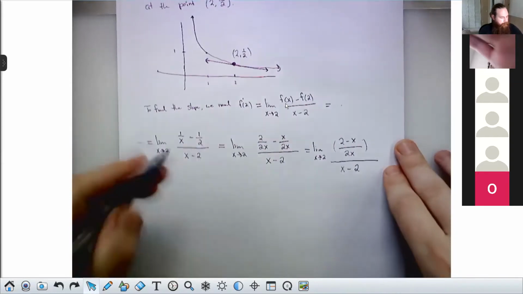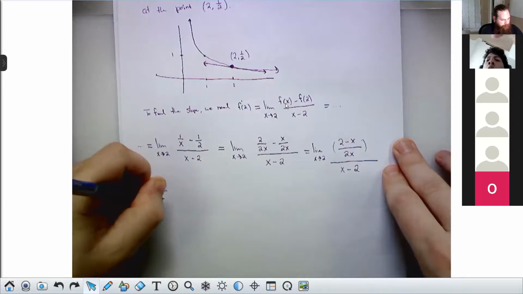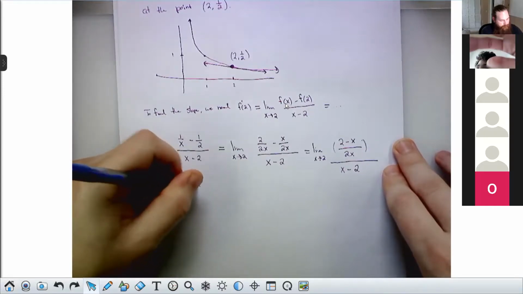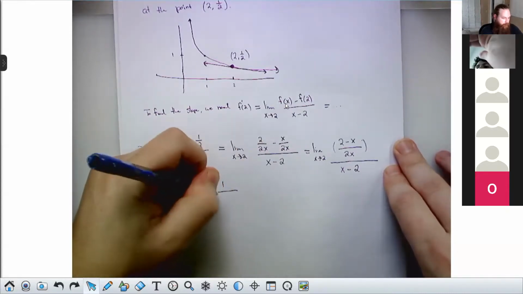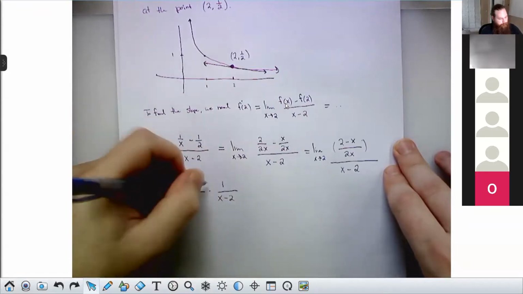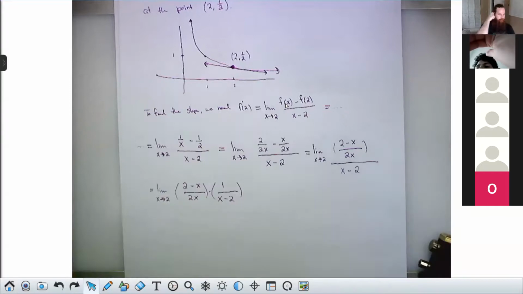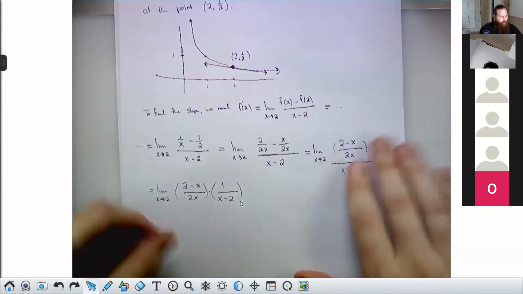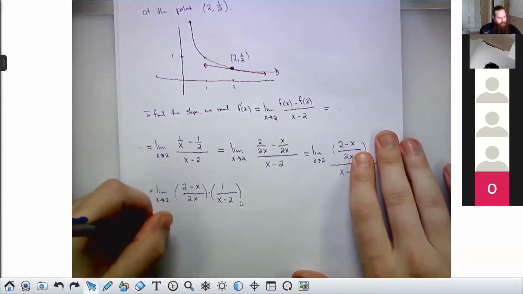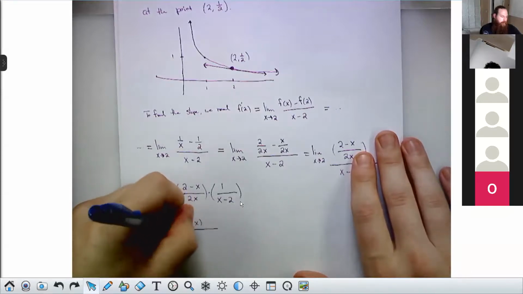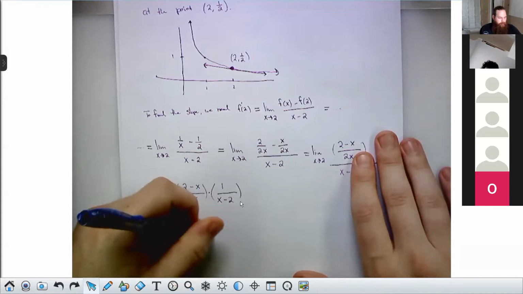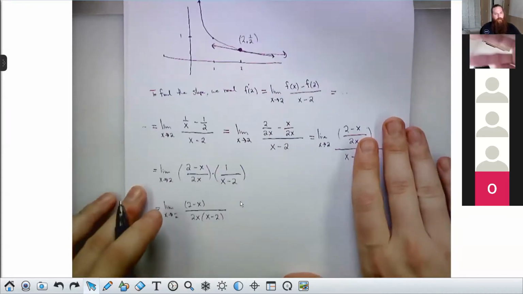So now I can do my flip and multiply business. I'll leave the top alone. That's 2 minus x over 2x. And I'll multiply by the reciprocal of the bottom. That's 1 over x minus 2. I can't quite cancel yet. I don't have any common factors between the top and the bottom. But what can I do? I've got 2 minus x upstairs, downstairs I've got 2x times x minus 2. What can I do with this?